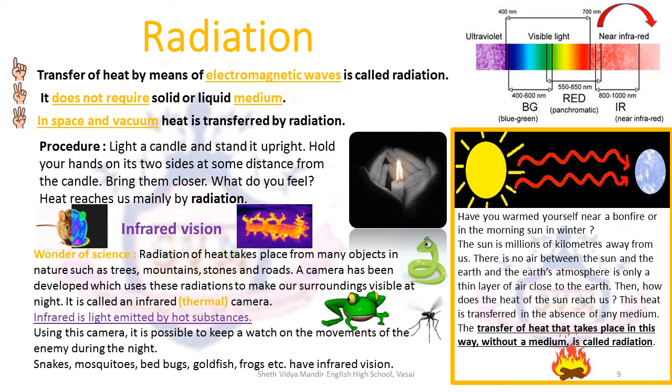Now, this heat that is emitted by hot bodies is visible in the infrared part of the spectrum, which human beings cannot see. The visible light for human beings is lesser. But there are a few animals which have adapted their sight to see in the infrared region of the spectrum. They are snakes, mosquitoes, bedbugs, goldfish, frogs, etc. They hunt or they prey using infrared vision.